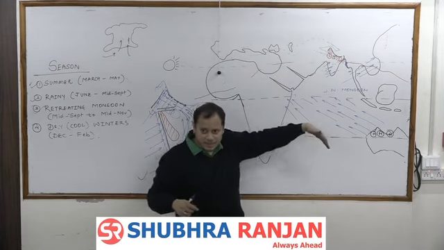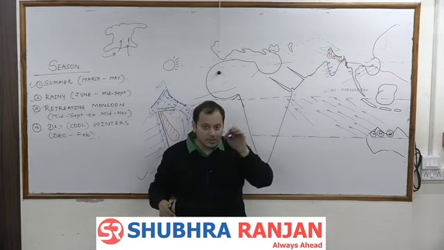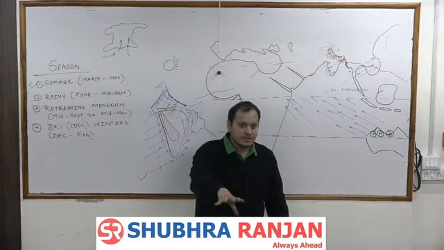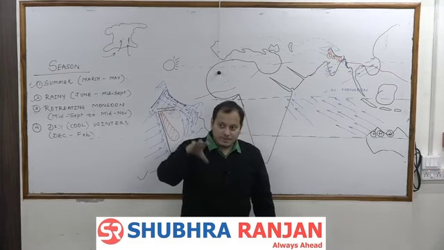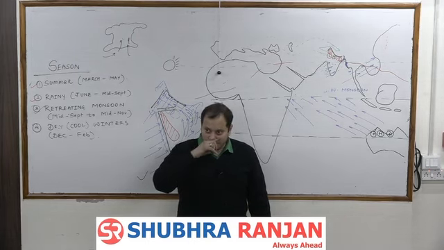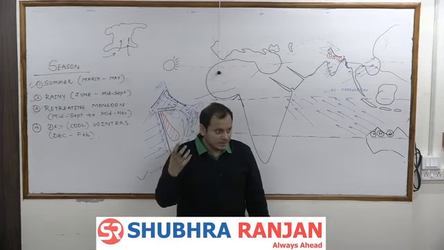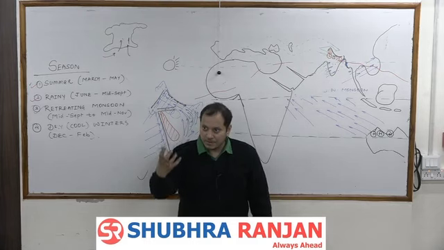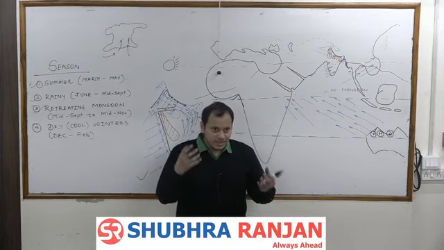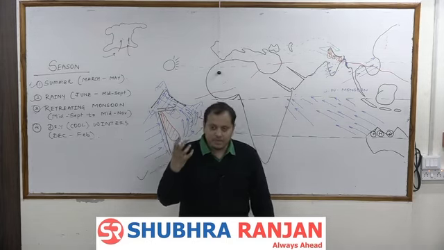ITCZ has moved down, so there are no clouds, and because there are no clouds, sun rays are directly hitting North India, and they are very strong. But due to the early 3 months of rainfall, there is enough water vapor in the ground to trap the heat. So the sun's heat is taken by the ground, the ground converts it into terrestrial radiation, and this terrestrial radiation is trapped by the water vapor.